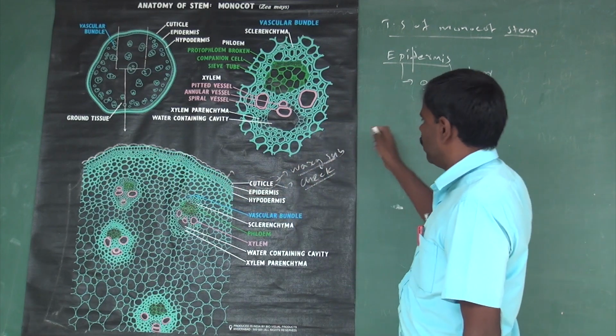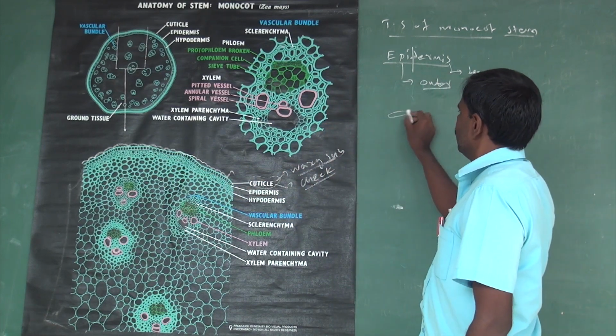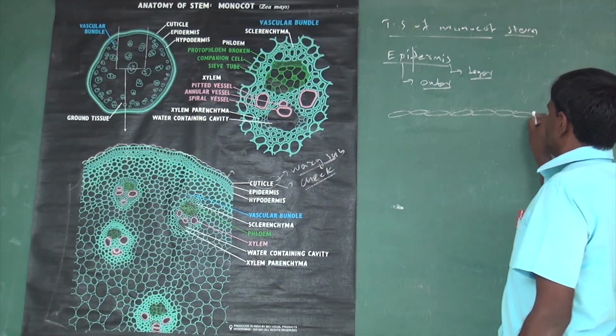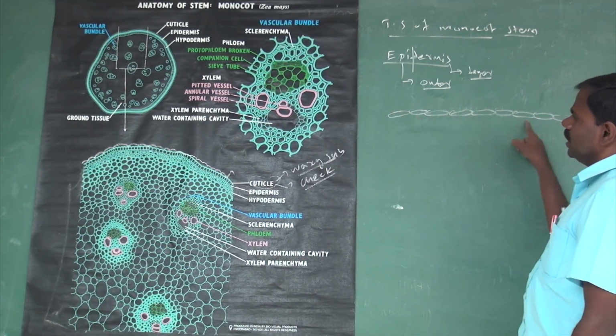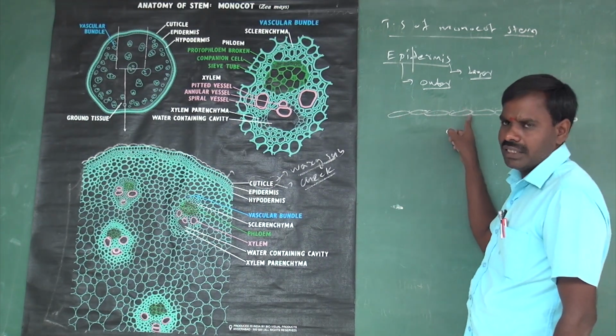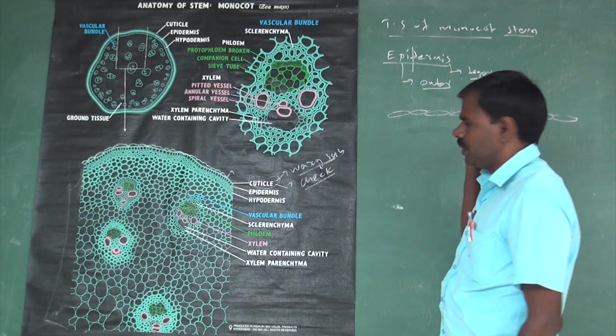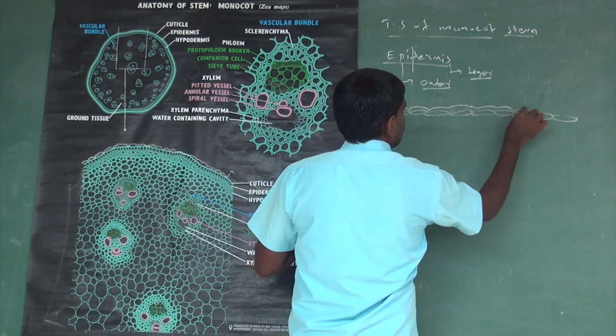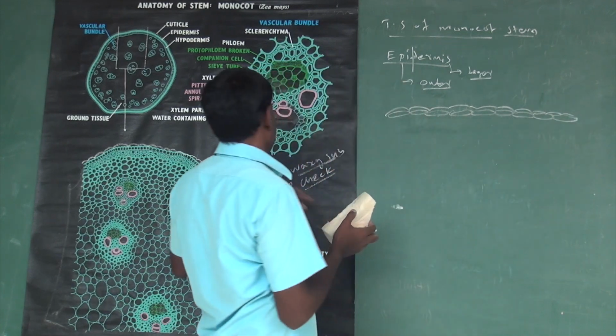The epidermis is made up of a single layer, compactly and tightly packed without intercellular space, but covered by a thick cuticular layer. That is called epidermis.